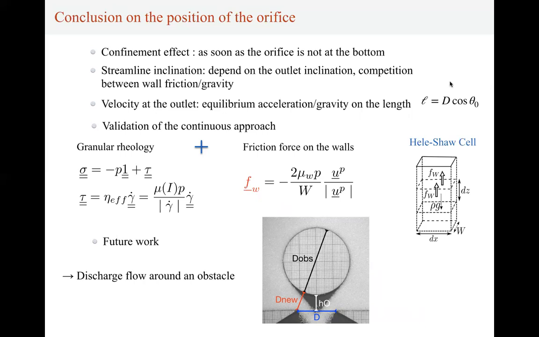And now for future work, we are interested in discharge flow around an obstacle, because we think that it is equivalent to having two corners. And we want to see if we can use the model we have built to understand this configuration, which is used industrially to avoid jamming. Thank you for your attention.